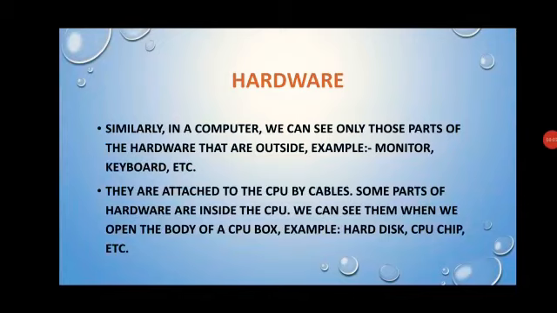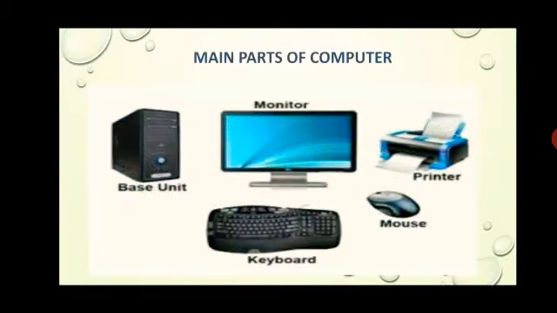Students, I hope you have understood about the hardware with the example of body parts of human and outer parts of computer. Students, these are the main parts of a computer. As you know, the monitor, base unit, that means CPU, the full form of CPU is central processing unit, keyboard, mouse, printer. Basically, four parts are the main parts: monitor, CPU, keyboard, and mouse.